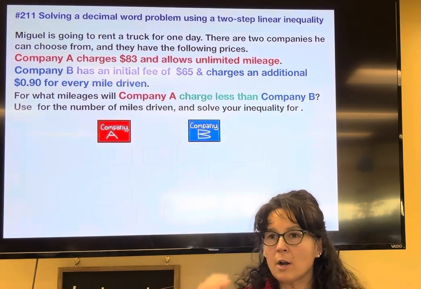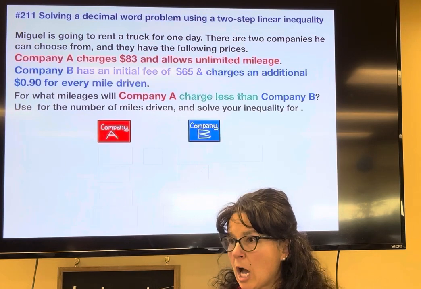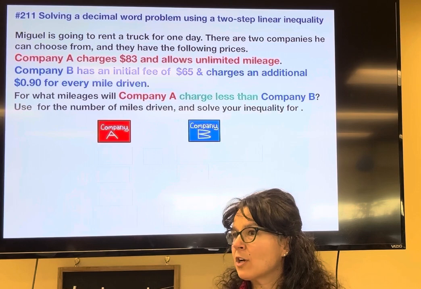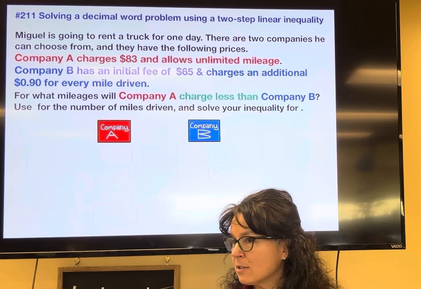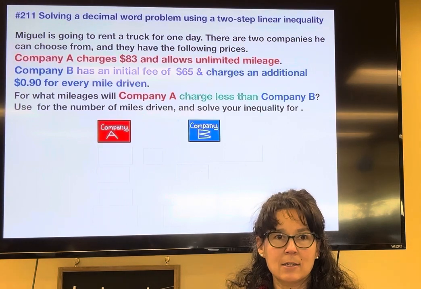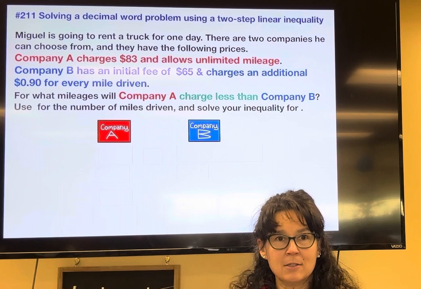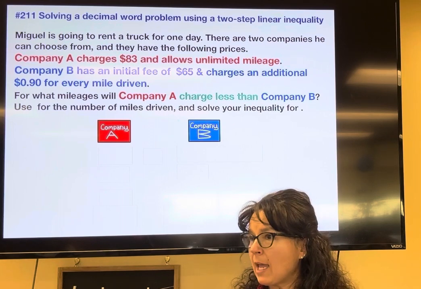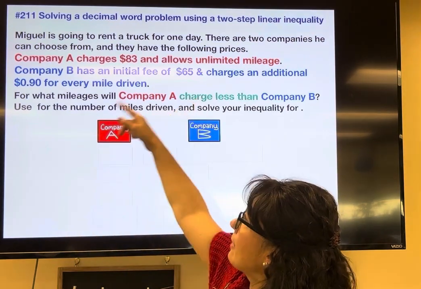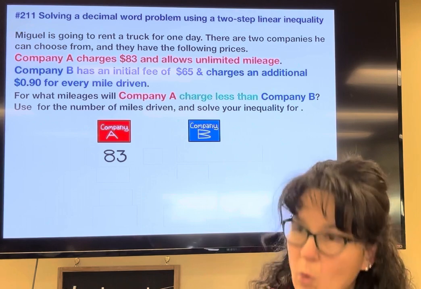So if you are moving and you are only going to move down the block, this is probably not a great deal. Because if you're gonna drive 2 miles, you're gonna pay $83 no matter what. But if you're gonna drive 200 miles, you would still only pay $83. So this is a flat fee. Company A charges $83 no matter what.